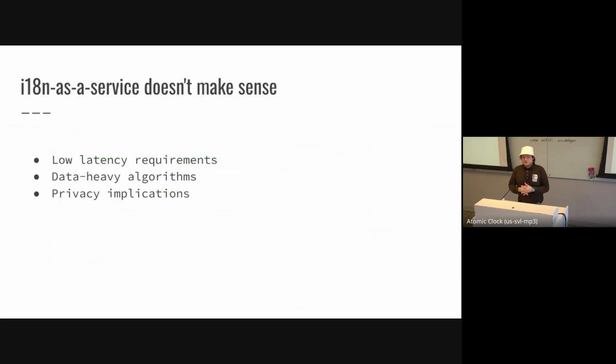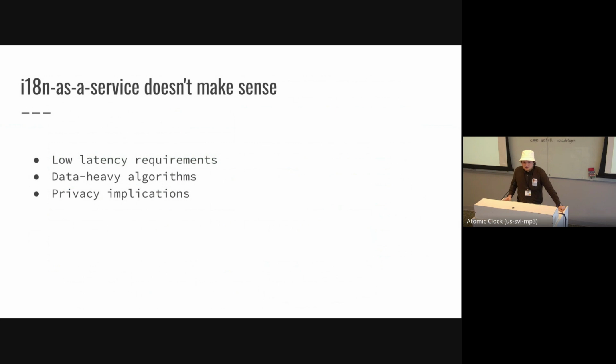So another way that we can think about scale is, what if we build it as a service? Building things as a service is the answer to all problems, right? We can build all these microservices, run them on the cloud somewhere, and then your problems are solved, right? Well, not quite, because ICU as a service doesn't quite make sense. These are three reasons why it doesn't make sense.